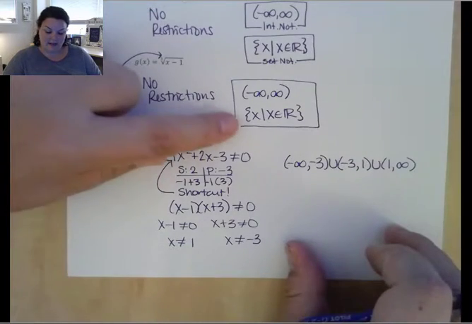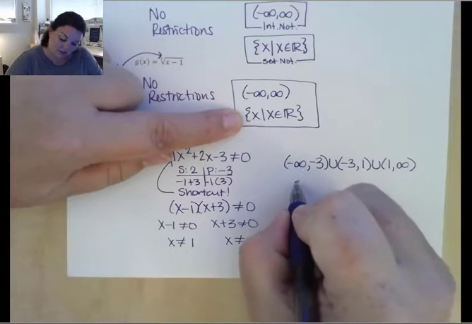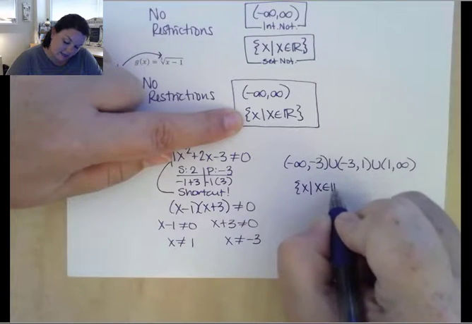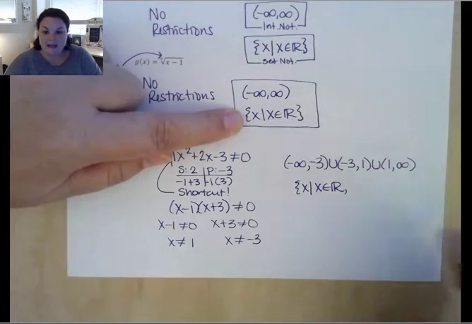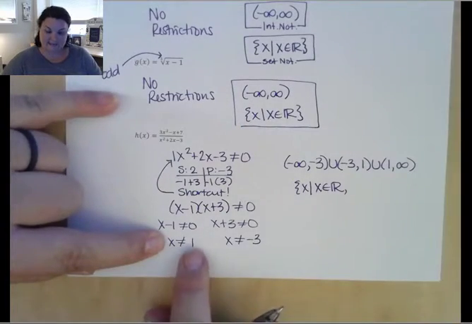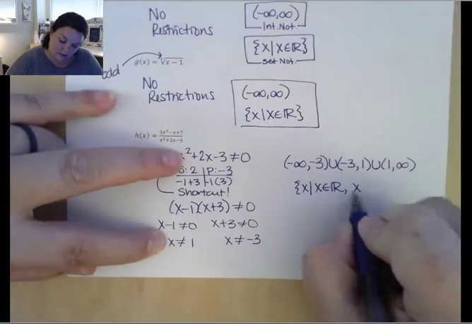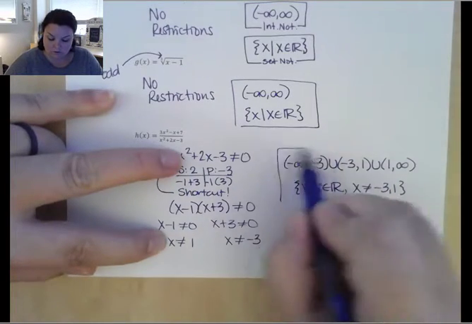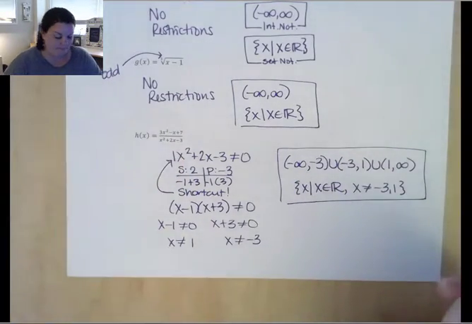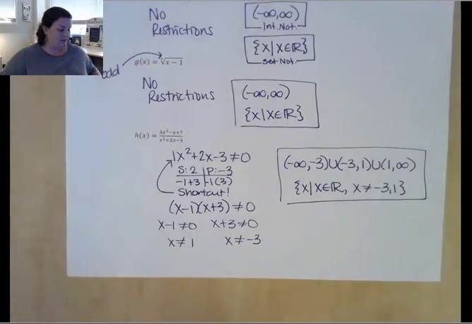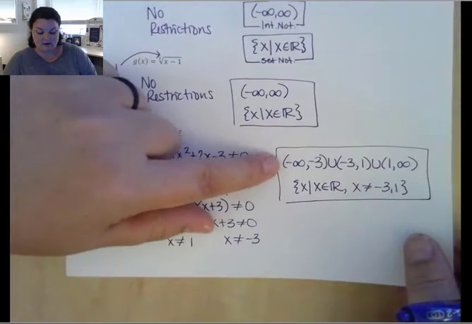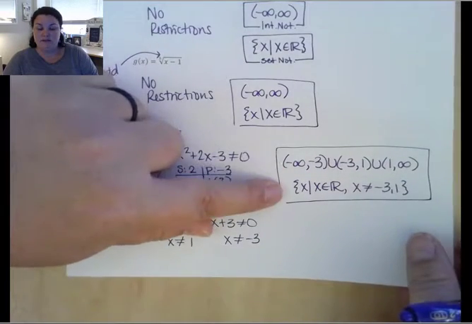Okay? And then in terms of set notation, we're going to say this is the set of all x such that x is a real number, and our stipulation is that x cannot equal 1 or negative 3. So we're going to say x cannot equal negative 3 or 1. Okay. All right. I want to show you one more, and then I'll have you try some stating the domain in both interval notation and set notation.